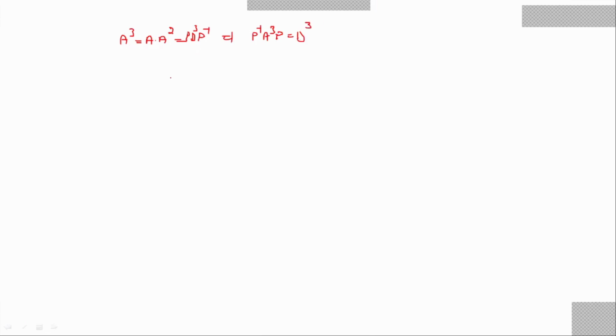Hence, A raised to power m is also equal to P into D raised to power m into P inverse. Which implies P inverse A raised to power m P is equal to D raised to power m. So this implies A raised to power m is diagonalizable.